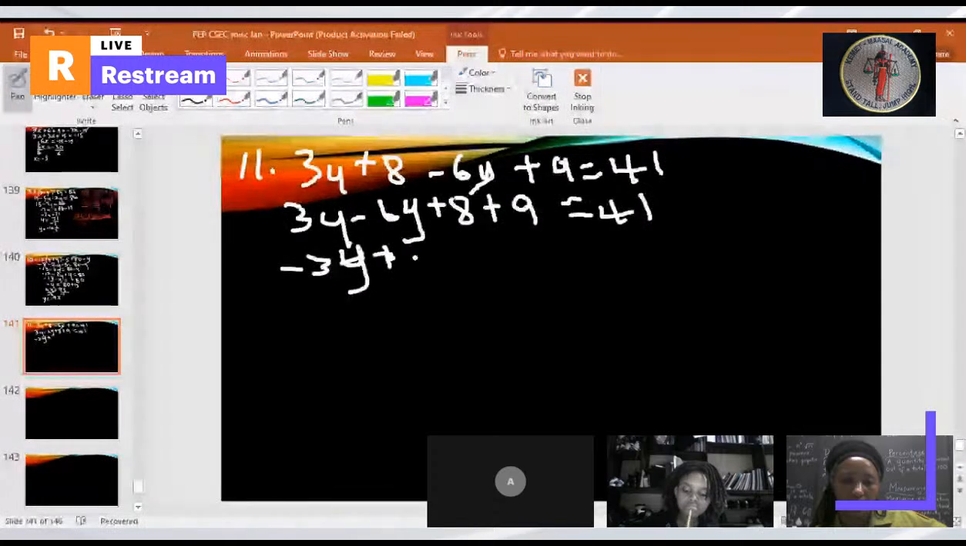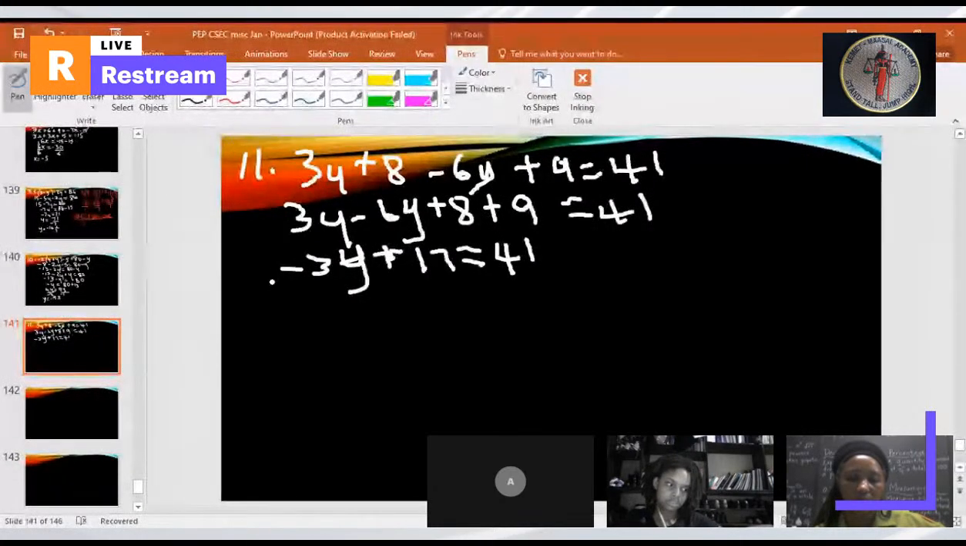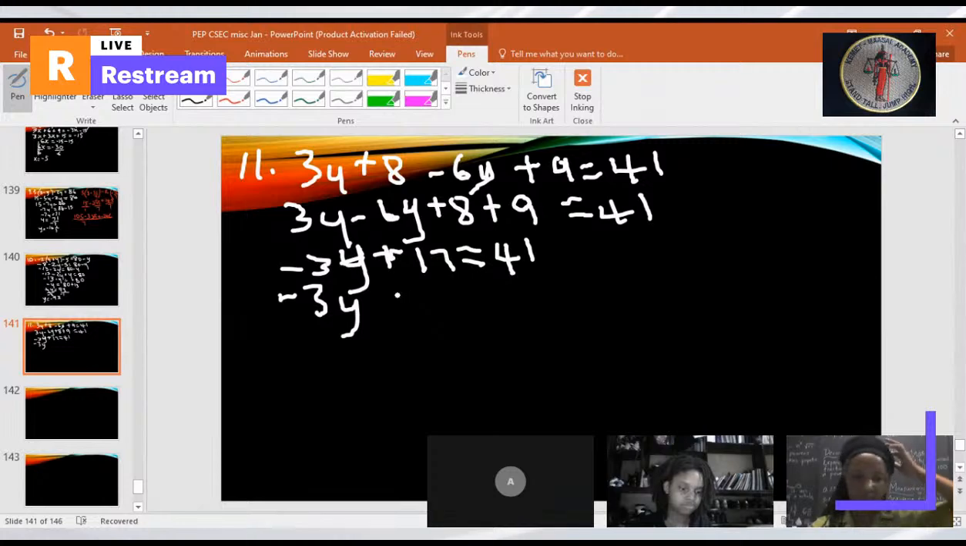So now we have 41. All right, so now we're going to subtract 17 on both sides to get the negative 3y by itself. So we'll end up with negative 3y equals 24.